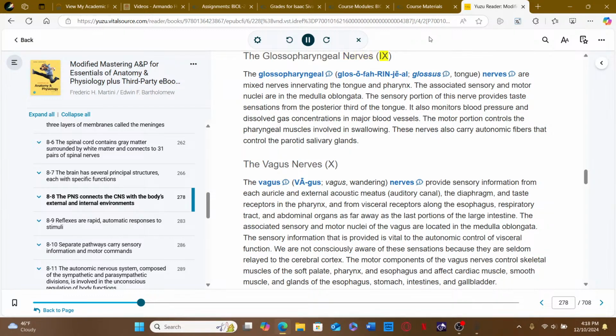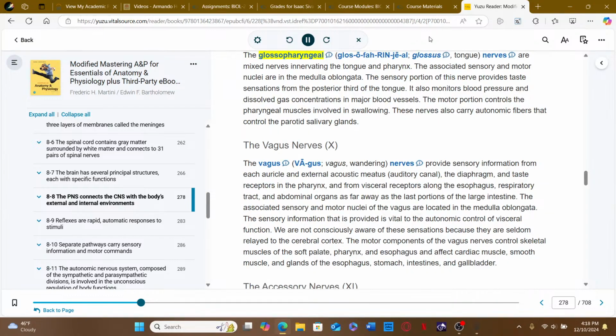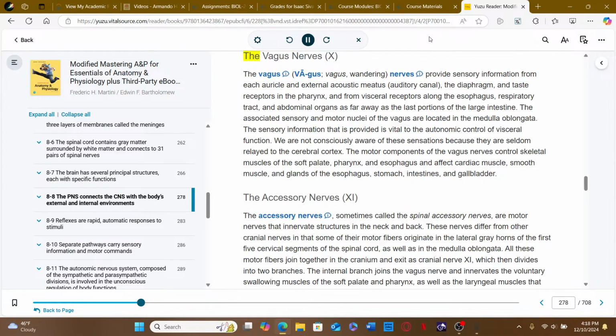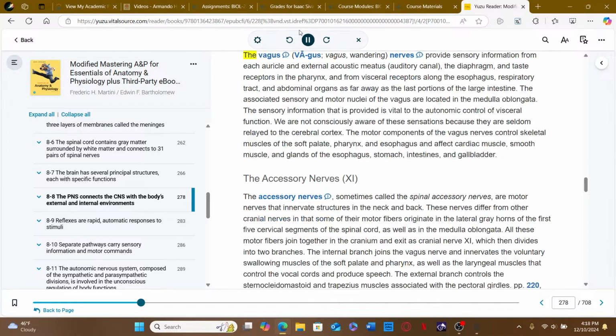The glossopharyngeal nerves, 9. The glossopharyngeal nerves, from glossus, tongue, are mixed nerves innervating the tongue and pharynx. The associated sensory and motor nuclei are in the medulla oblongata. The sensory portion of this nerve provides taste sensations from the posterior third of the tongue. It also monitors blood pressure and dissolved gas concentrations in major blood vessels. The motor portion controls the pharyngeal muscles involved in swallowing. These nerves also carry autonomic fibers that control the parotid salivary glands. The vagus nerves, X.